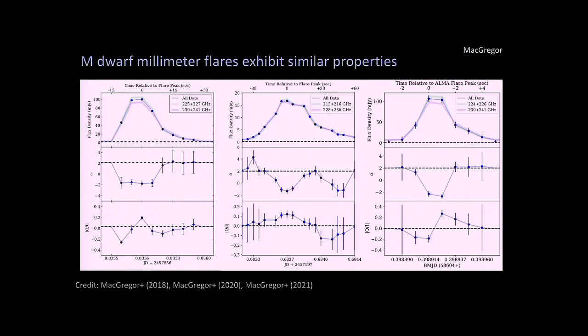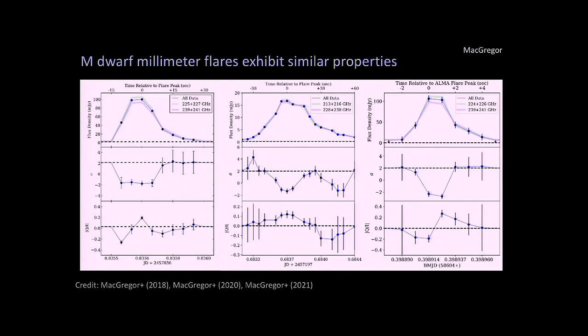Now, we can even do more with the ALMA data, because ALMA doesn't observe at just one frequency. It actually observes across a bandpass. So we can calculate a spectral index, how the flux of the star varies as a function of spectral frequency. And ALMA also observes in the XX and YY polarizations, which means we can sort of reconstruct a limit on the fractional linear polarization of the flare.